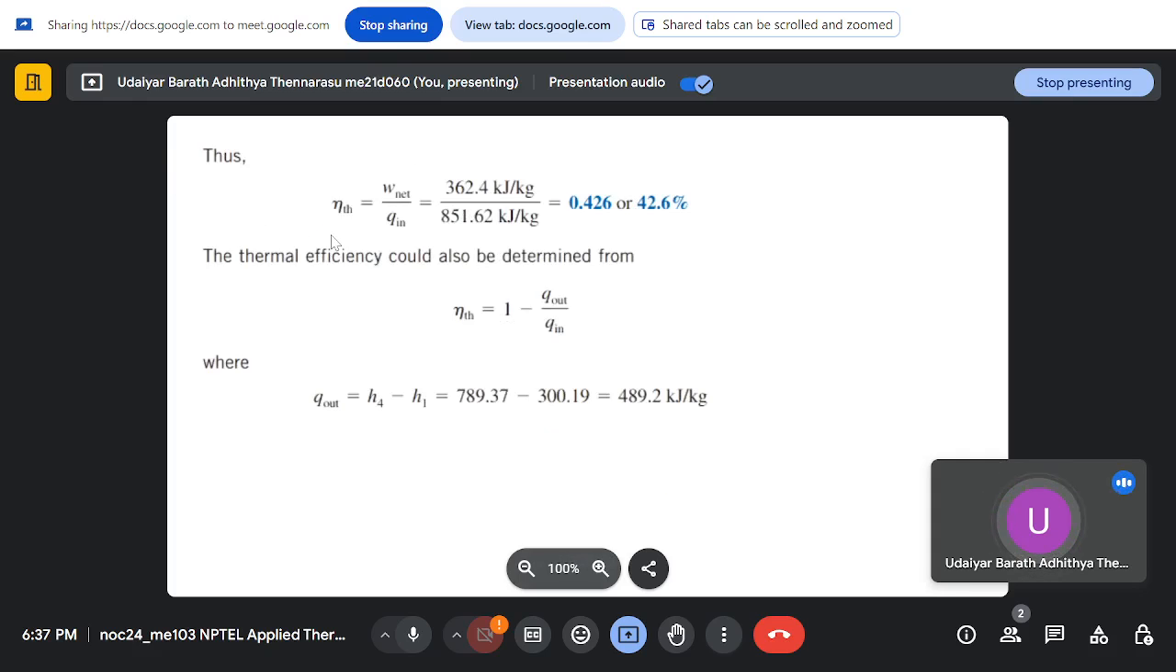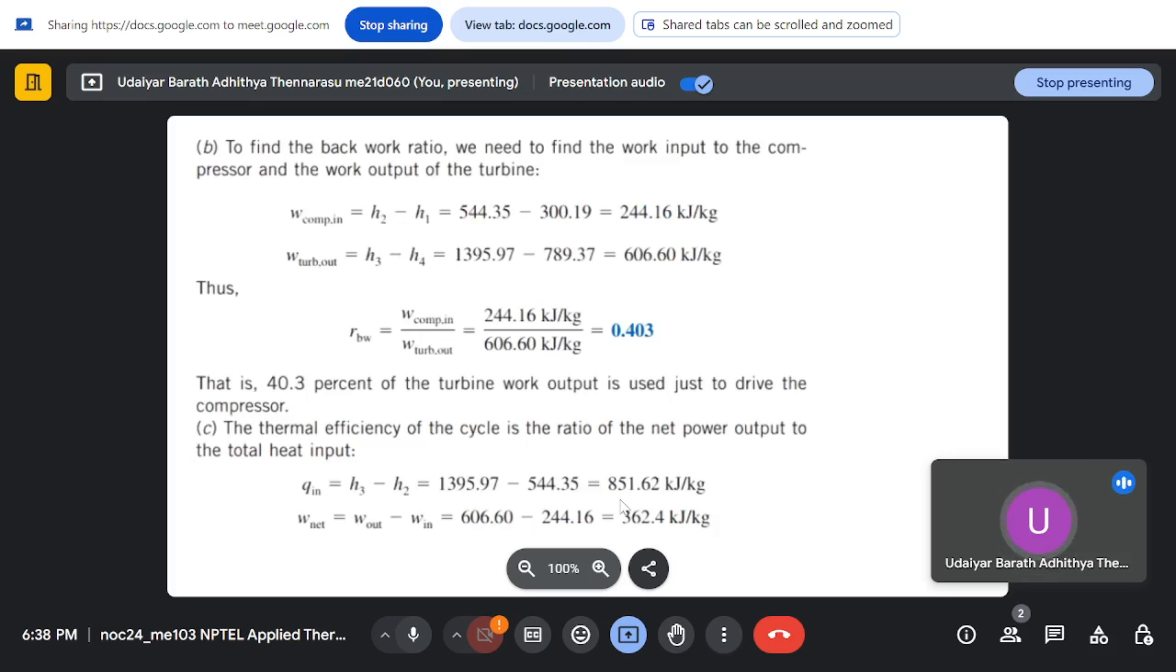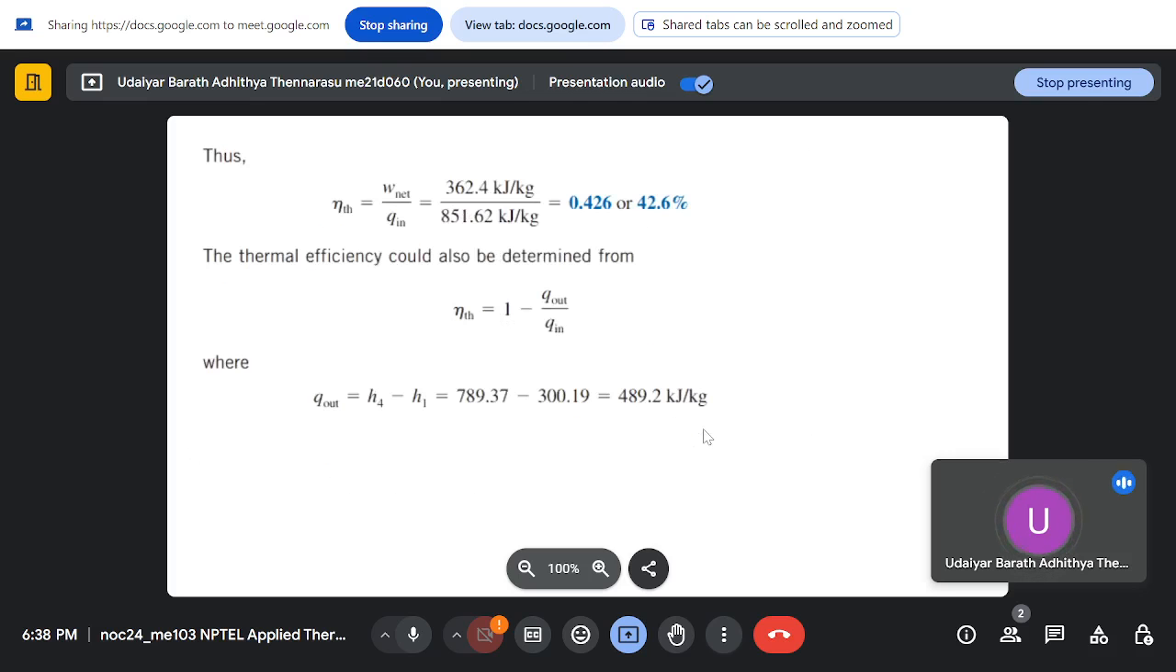Substituting here, the thermal efficiency will be W net by Q in, which is 42.6%. You can also find it using 1 minus Q out by Q in. Q out will be H4 minus H1, so it will be 489.2 kilojoule per kg, and Q in is 851.62. If we substitute, you will again get the same value of 42.6%.